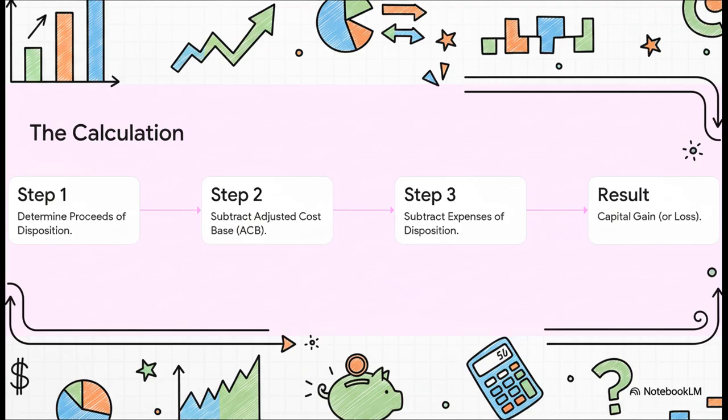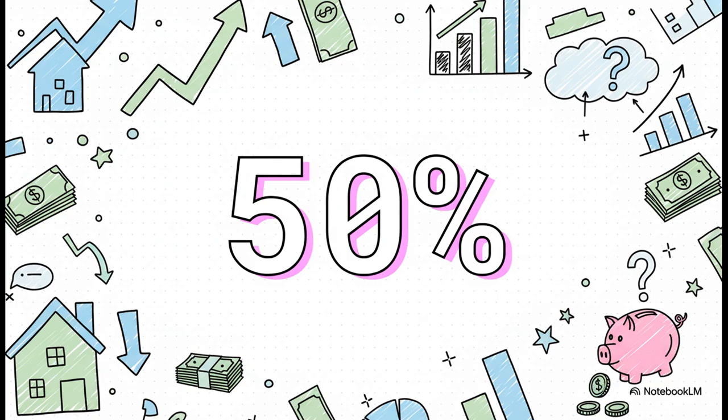See? Not so bad. Now, here it is. This is probably the single most important rule when it comes to capital gains tax in Canada. You only pay tax on half of your gain. Yep, that's it. Only 50% of your capital gain actually gets added to your income for tax purposes. This is what we call the taxable capital gain. And believe me, this one little rule changes everything.